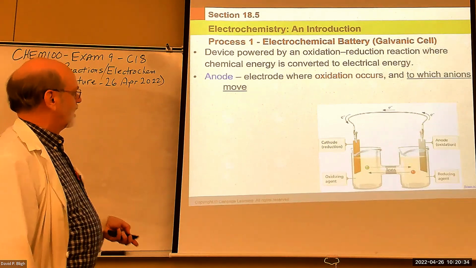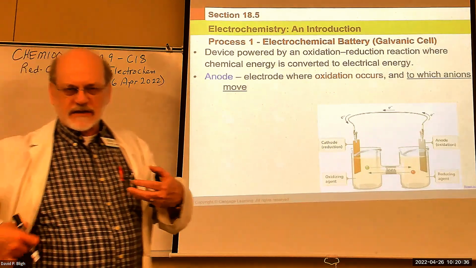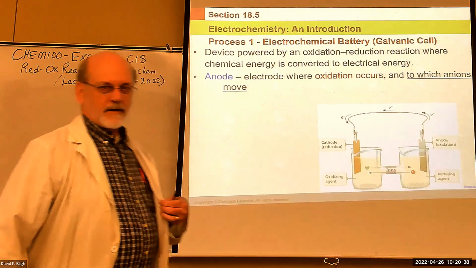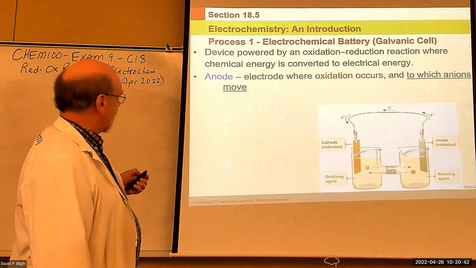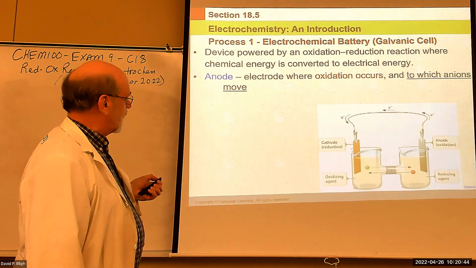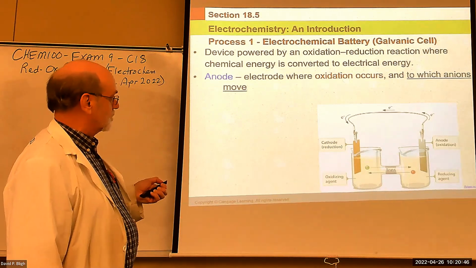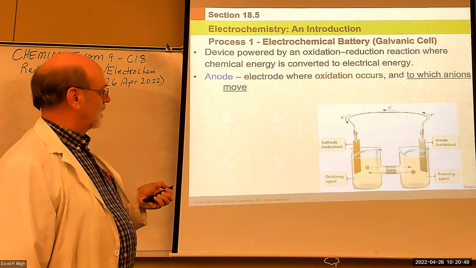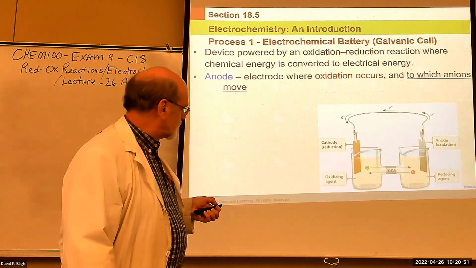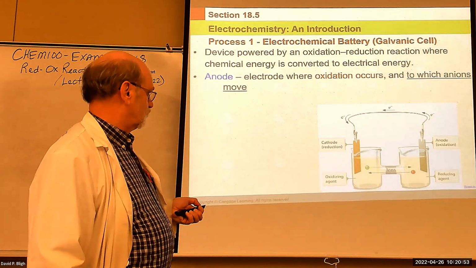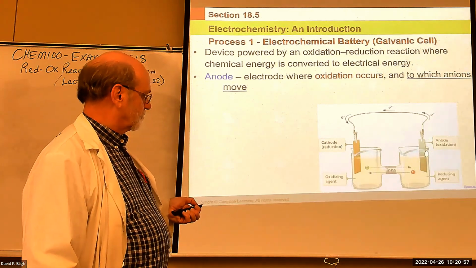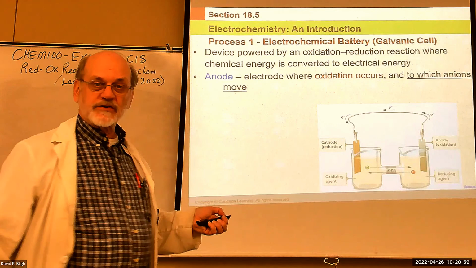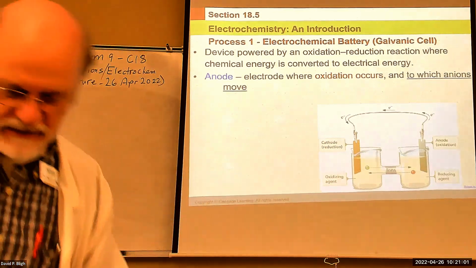Okay. Now, we have some terminology that needs to be explained. One electrode is called the anode, and that's where oxidation occurs. Oxidation is occurring here. In other words, electrons are being removed.